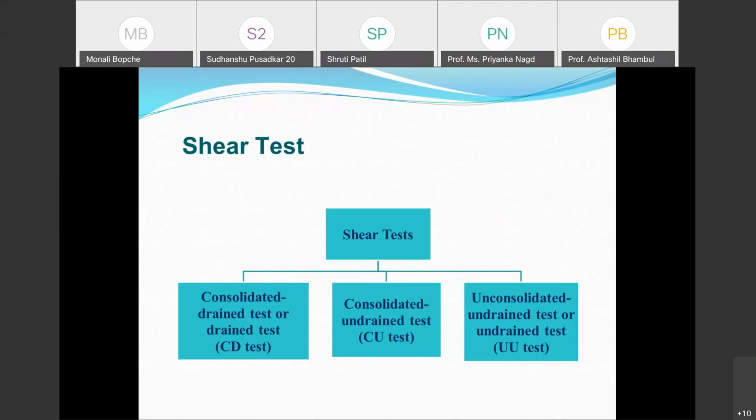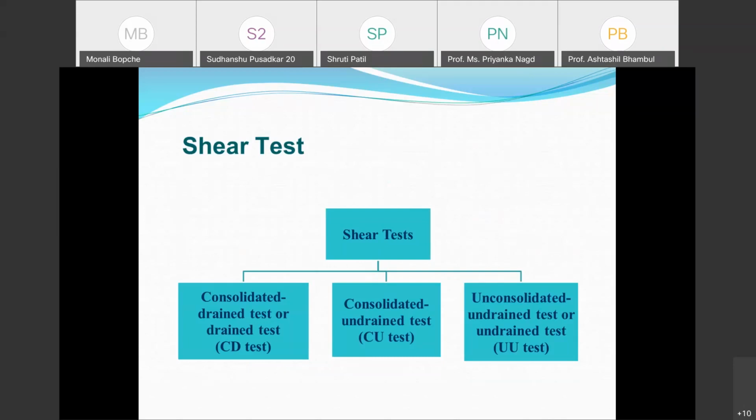And the third test which I can conduct is a consolidated drained test. It means the soil sample is consolidated and the water is allowed to drain during the shearing of the soil sample. So drainage is allowed through the body of the soil sample. Now, why do I need these three different types of tests: UU test, CU test, and CD test?